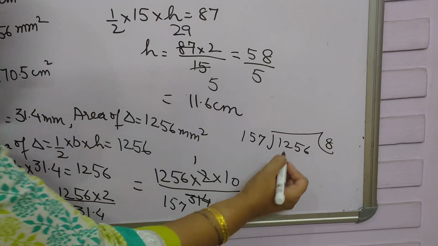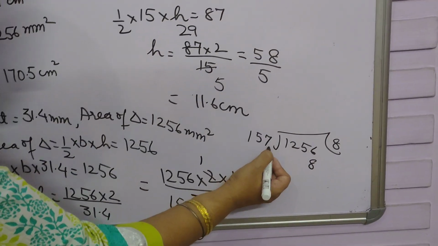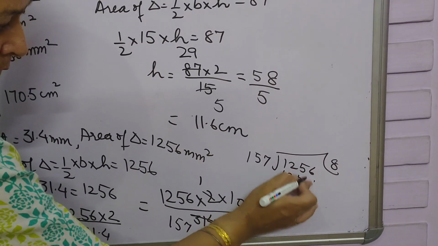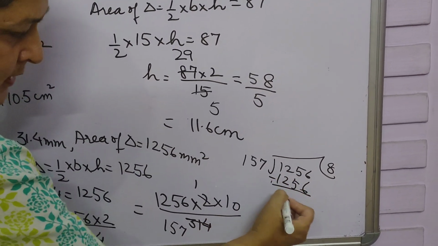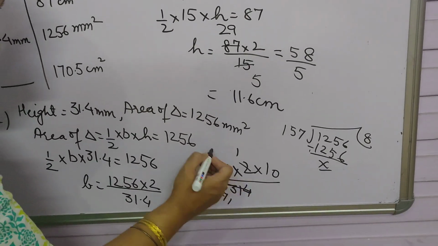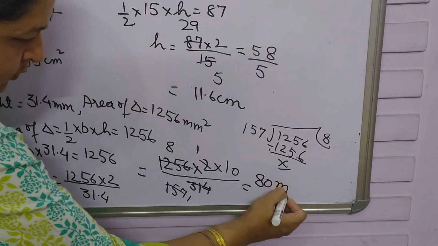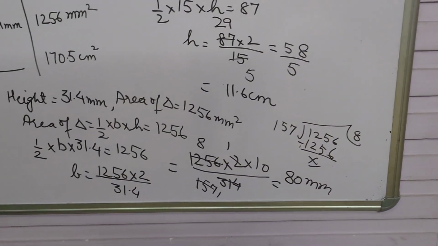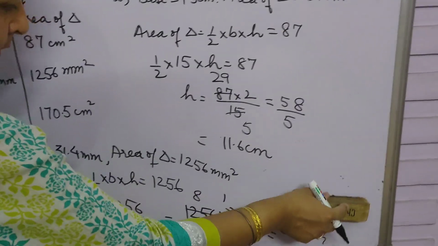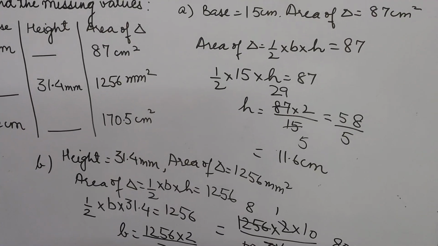If I divide this number by 157, let me see by 8. So it will be 56, 5, 45, 4. So it is directly divisible by 157 by 8. So we are left with 8 into 10 is equal to 80 millimeter. So here the base comes out to be 80 millimeter.